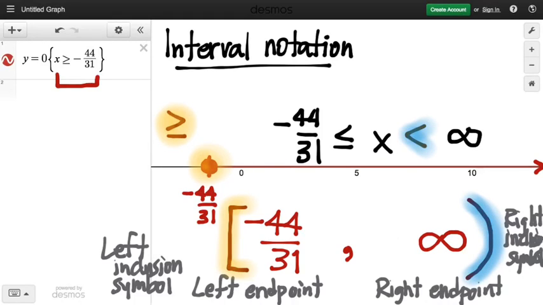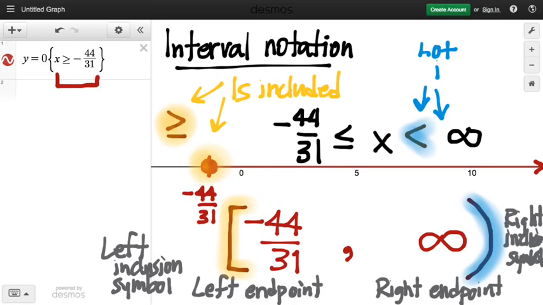So that's kind of the meaning of these two symbols at the end. These symbols indicate, yes, is included. Whereas the symbols over here on this side indicate not included. And so the interval notation that we could use to express the solution of this inequality is the interval from negative 44 over 31 to positive infinity, inclusive of the former, but exclusive of the latter.